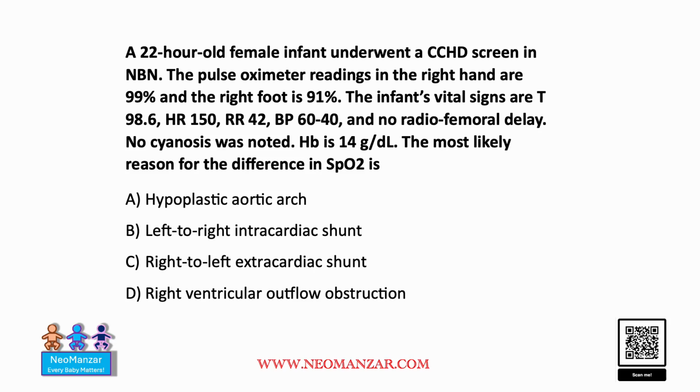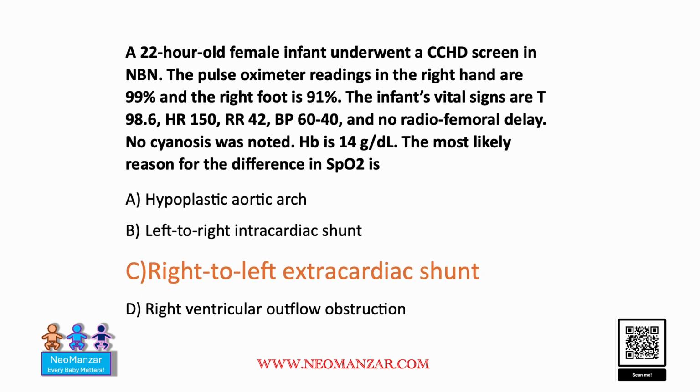So a 22-hour-old female infant underwent a critical congenital heart disease screen in the newborn nursery. The pulse oximetry readings on the right hand is showing 99 and the right foot is showing 91. The infant's vital signs are given. There was no radiofemoral delay and no cyanosis was noted. Hemoglobin is 14. The most likely reason for the difference in the saturation is, pause the slide, take a look.